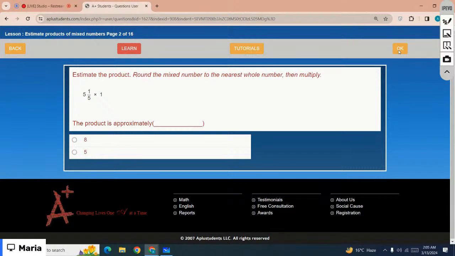The next one is estimate the product. Round the mixed number to the nearest whole number and then multiply. Which is the correct option? You have 5 whole 1 by 5 times 1. The whole number is 5 because 1 by 5 is less than half, so you round to the same integer. 5 times 1 is 5. The correct option is 5. Very good.